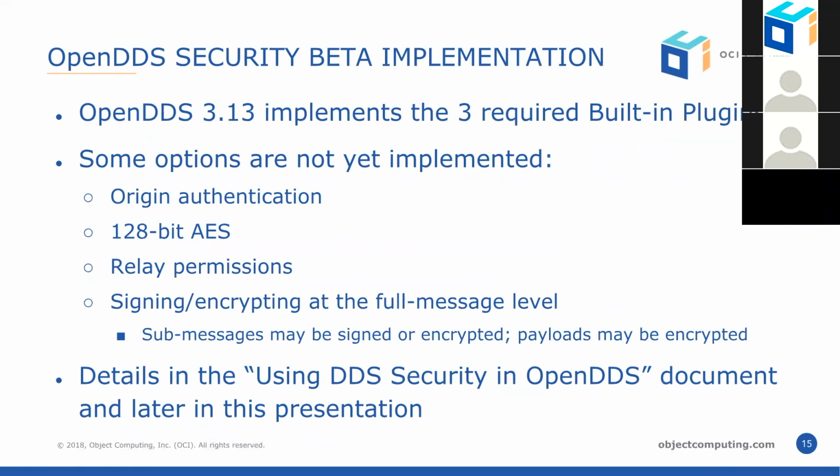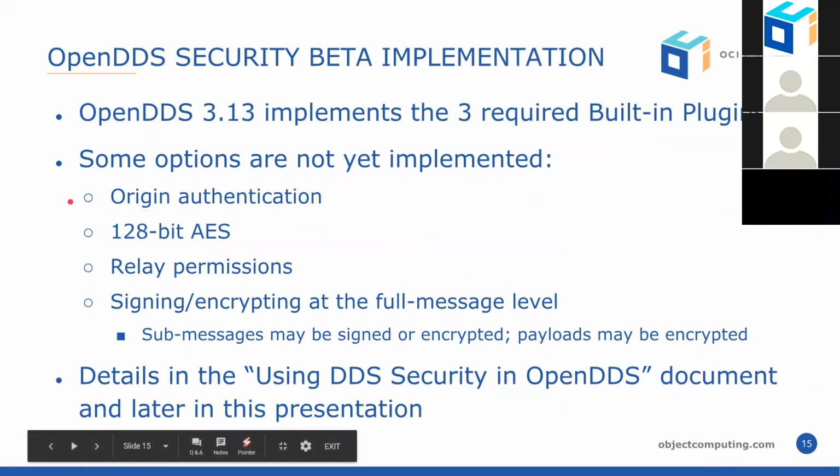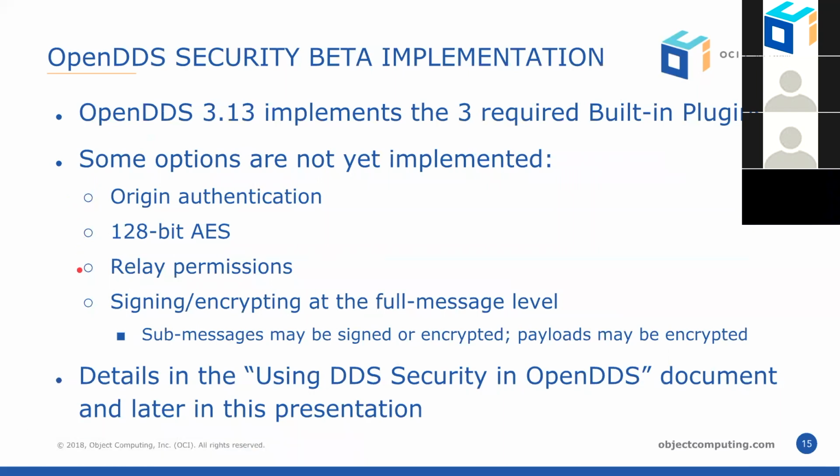OpenDDS 3.13 contains a beta implementation of the security specification with these three built-in plugins. These are the required ones in the specification. There are some options that are not yet implemented. That includes origin authentication, 128-bit keys in AES, the ability to relay data without being able to read it, and signing and encrypting at the full message level. Since sub-messages are signed or encrypted, we still get the desired effect on the network. And we'll see some details of this later.